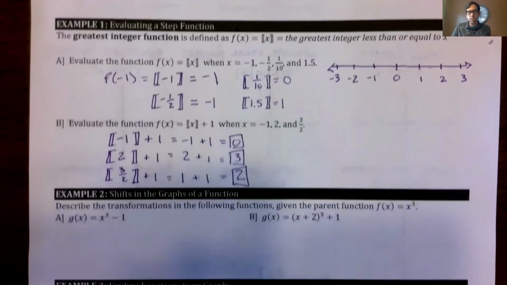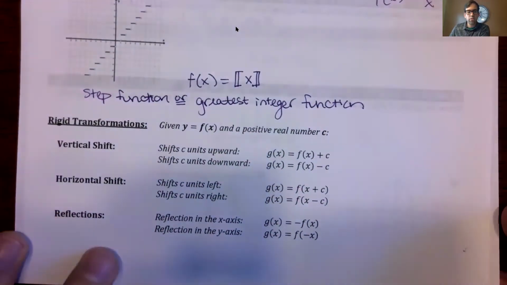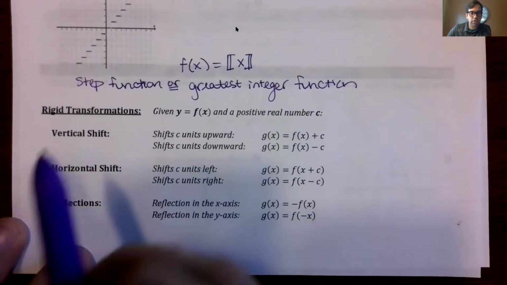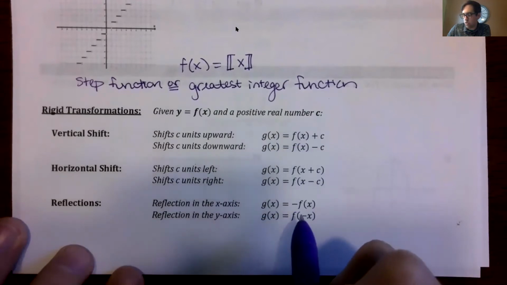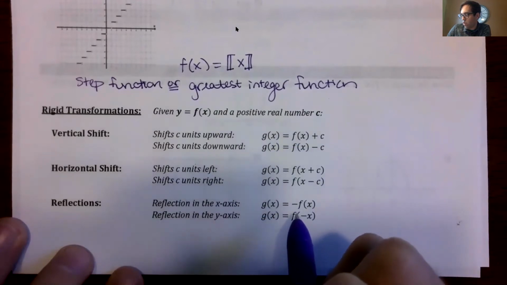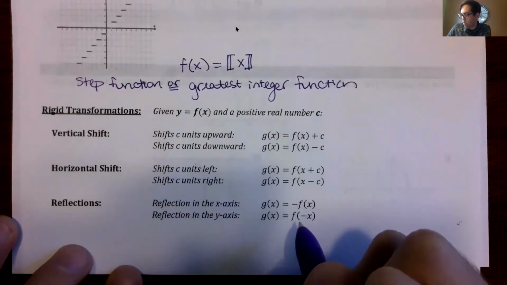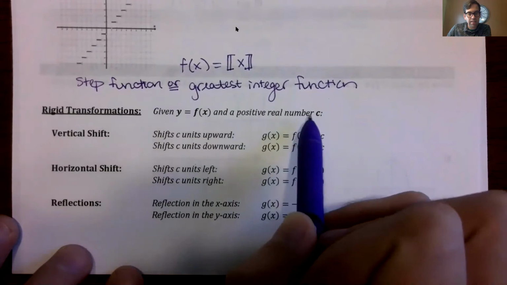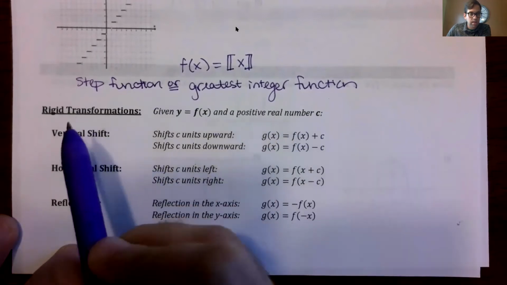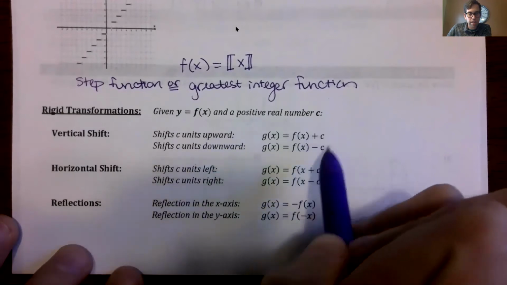We are now going to move into some transformations. So I'm going to flip back to that part of the definitions. And our first section is all about rigid transformations. And all of our transformations are going to have this function notation, which is going to come up later on. So that might be something different, but I think it will make sense. So if we're given that y equals f of x and c is a positive real number, a vertical shift, if we're shifting up or down, looks like this.